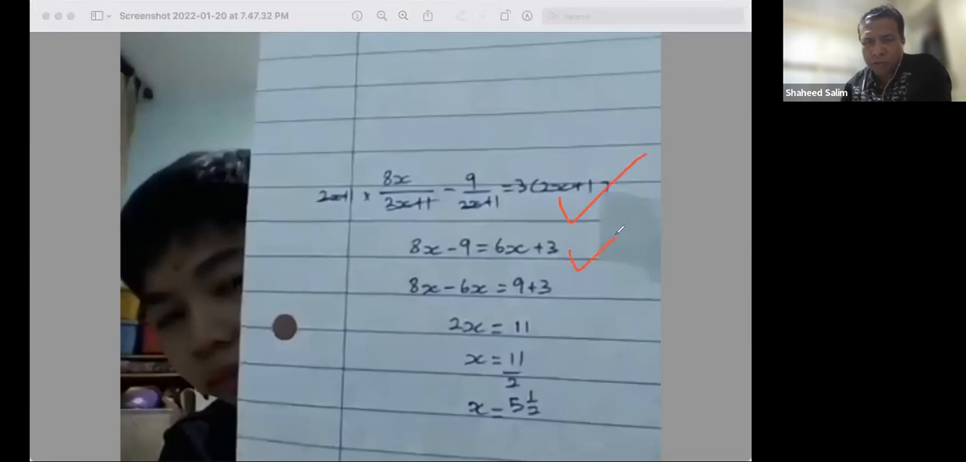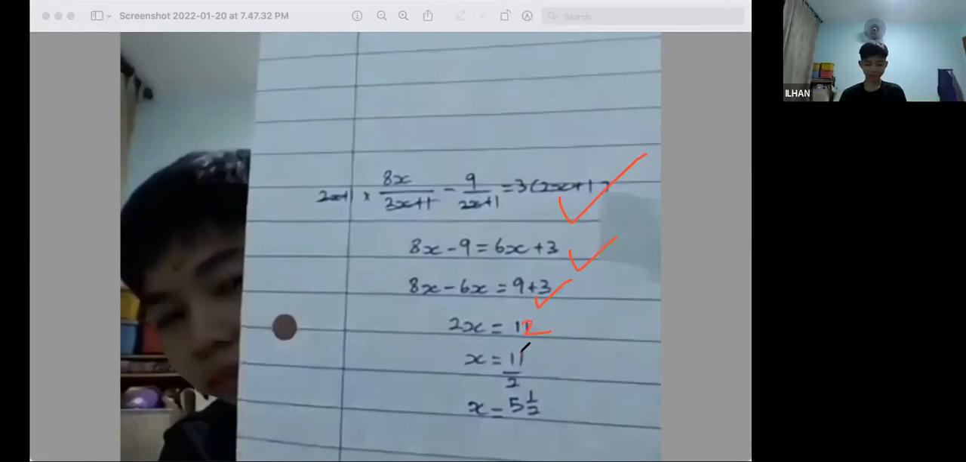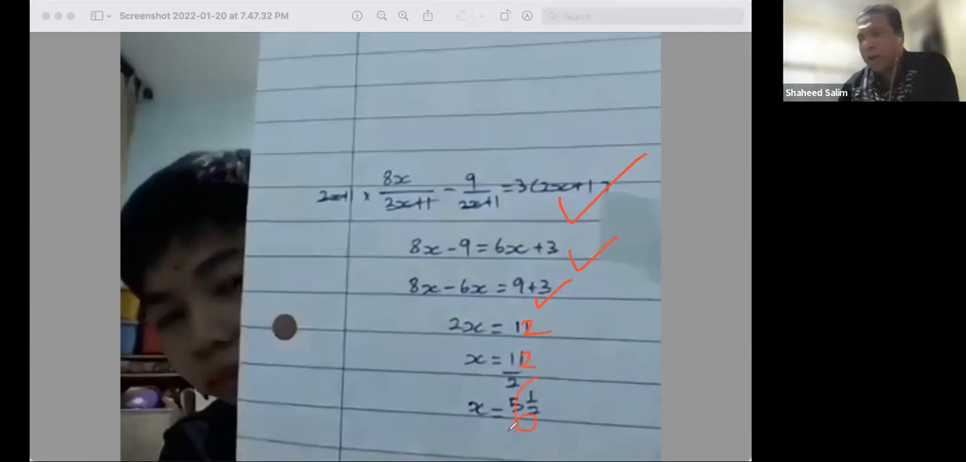Times 3, okay, good. And then you bring the minus over, good. But 9 plus 3 is 12, not 11. Oh yeah. So 12 divided by 2 is 6. Means you're okay. That means we are ready.